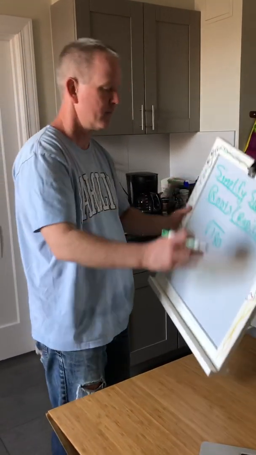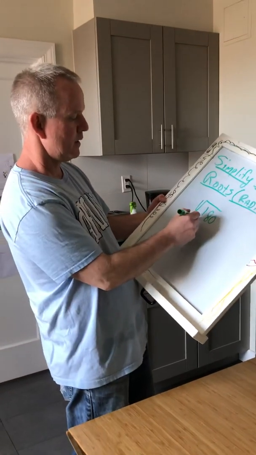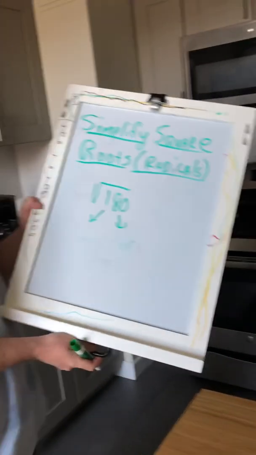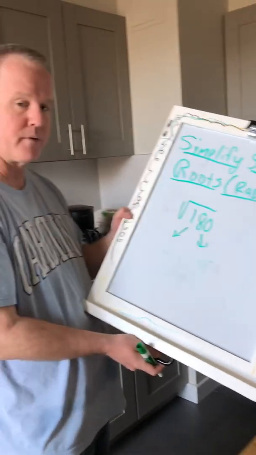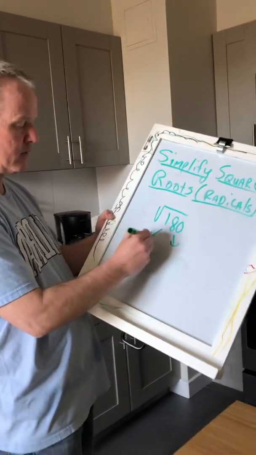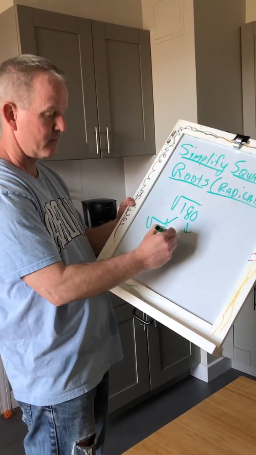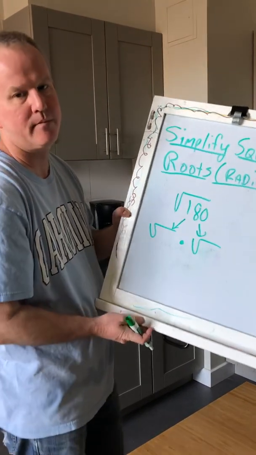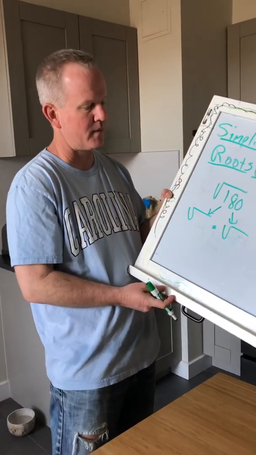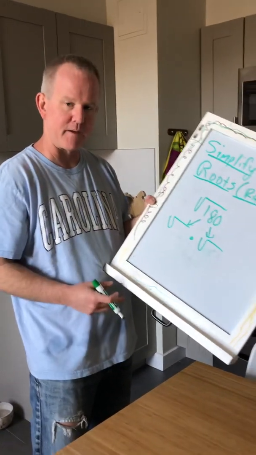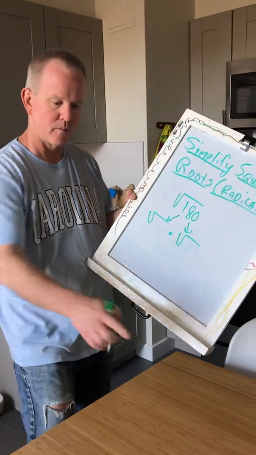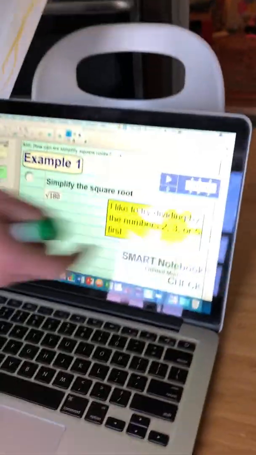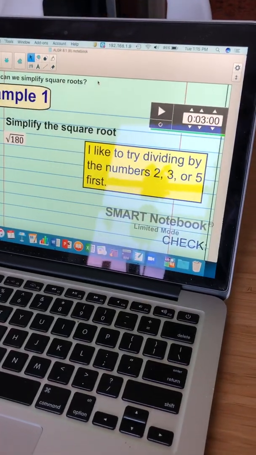Simplifying is, we all know our factor tree, but instead of just using numbers, you're going to put the radical sign. Now we know that dot indicates multiplication. So we're breaking 180 down by factoring it. I like to use the numbers 2, 3, or 5 to break something down.